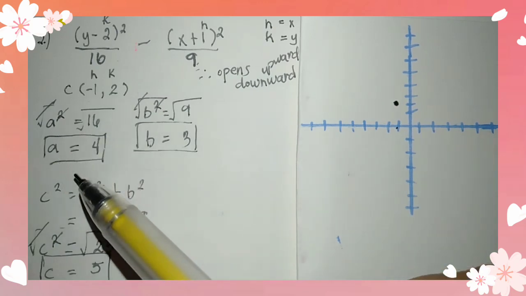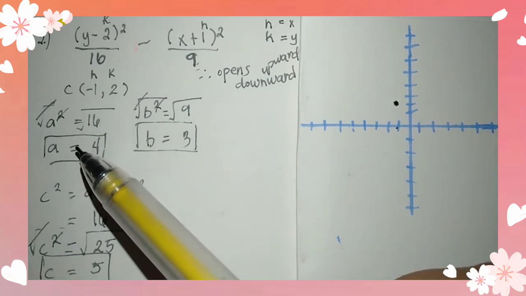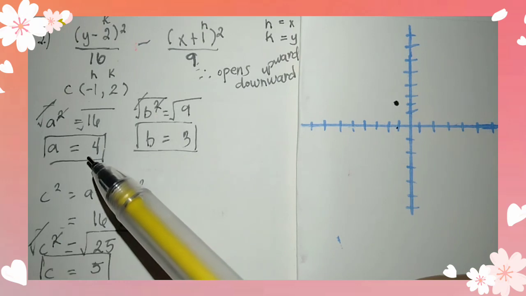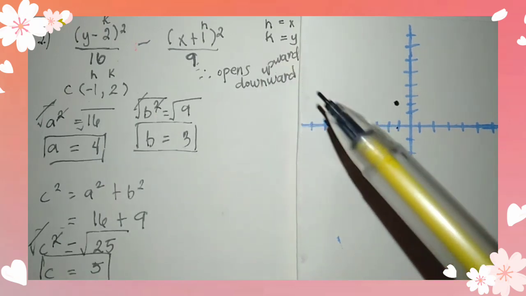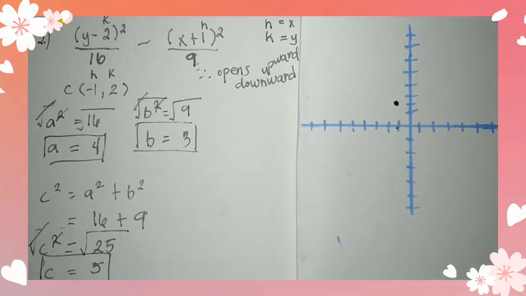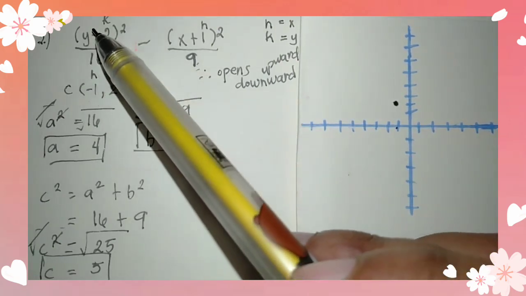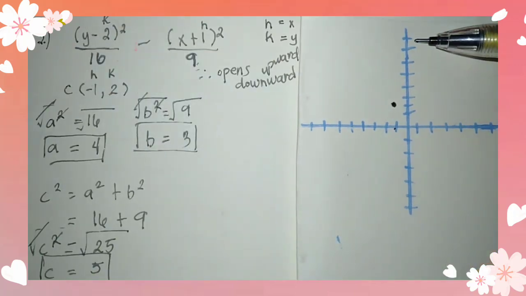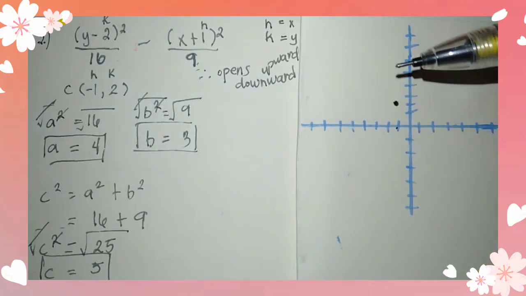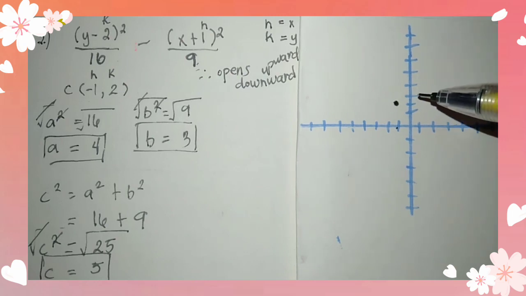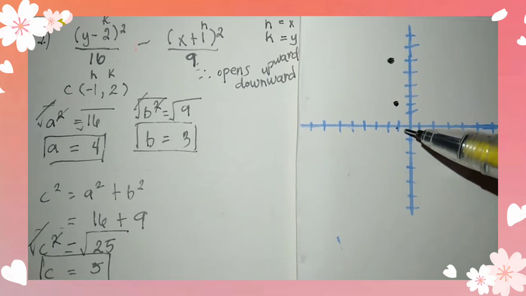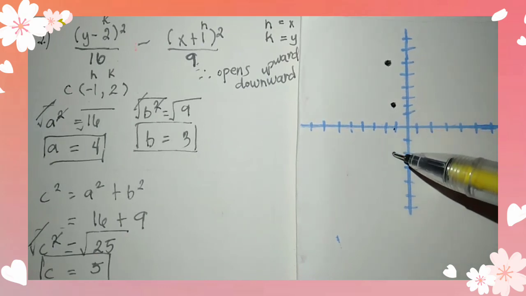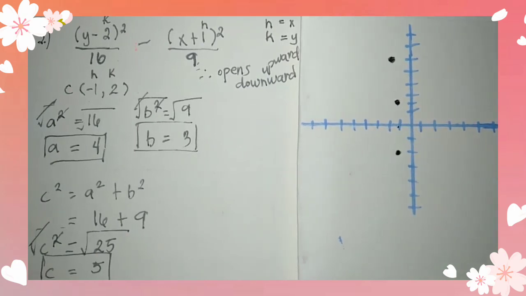The next thing to do is to graph our vertices. Since sa letter H, dun natin madidetermine yung ating vertices. How? We have 4 units, upward and downward, since ang ating hyperbola opens upward and downward. And of course, take a look at this. Yung ating A is nasa y-axis. Remember, ang ating y-axis is ito, kaya upward and downward. So, we have 4 units upward, 1, 2, 3, 4. So, nandito siya. 4 units downward. So, 1, 2, 3, and 4. Nandito siya.